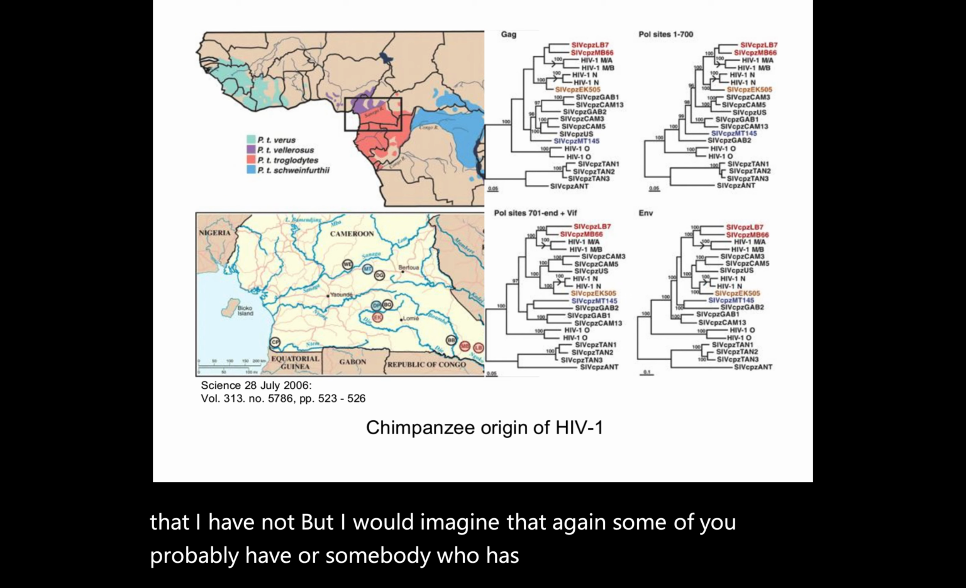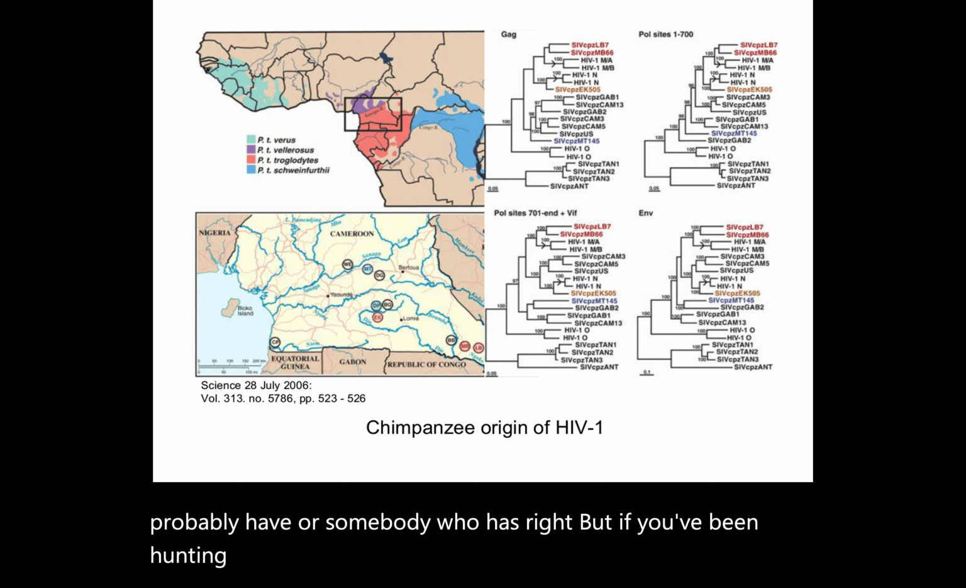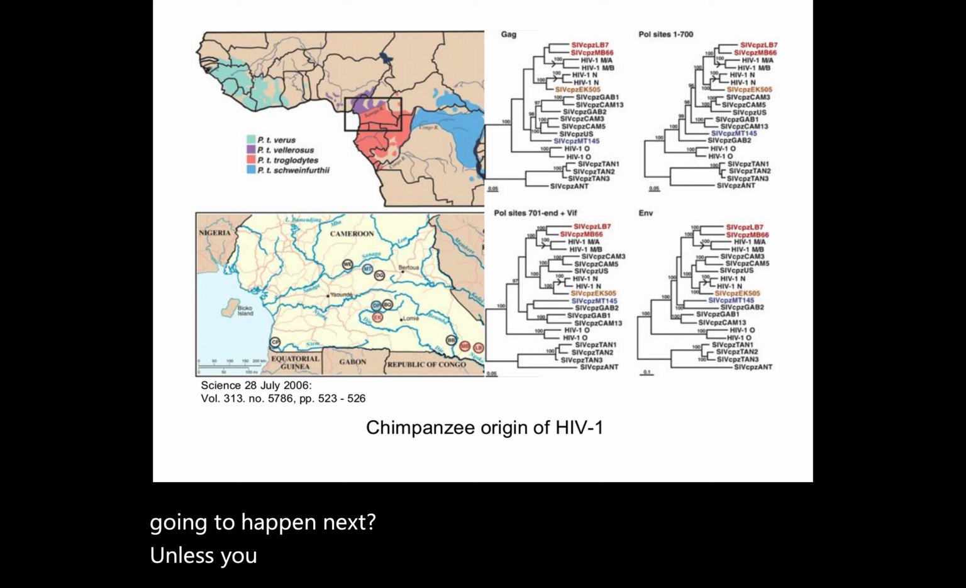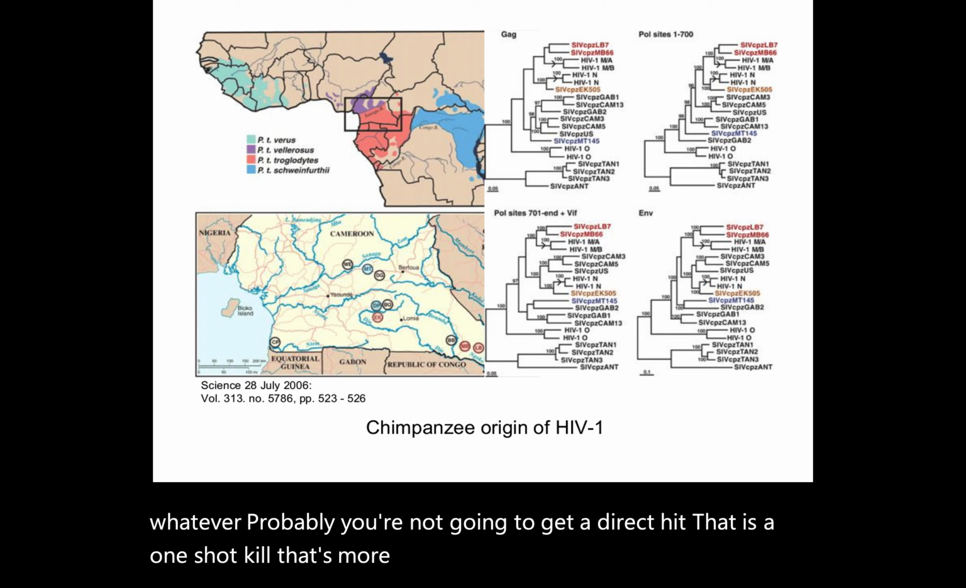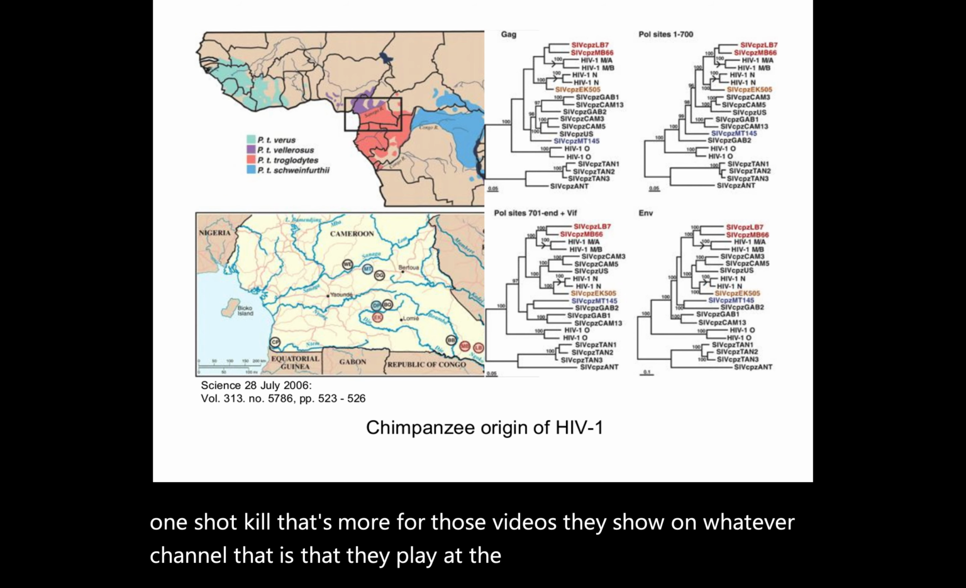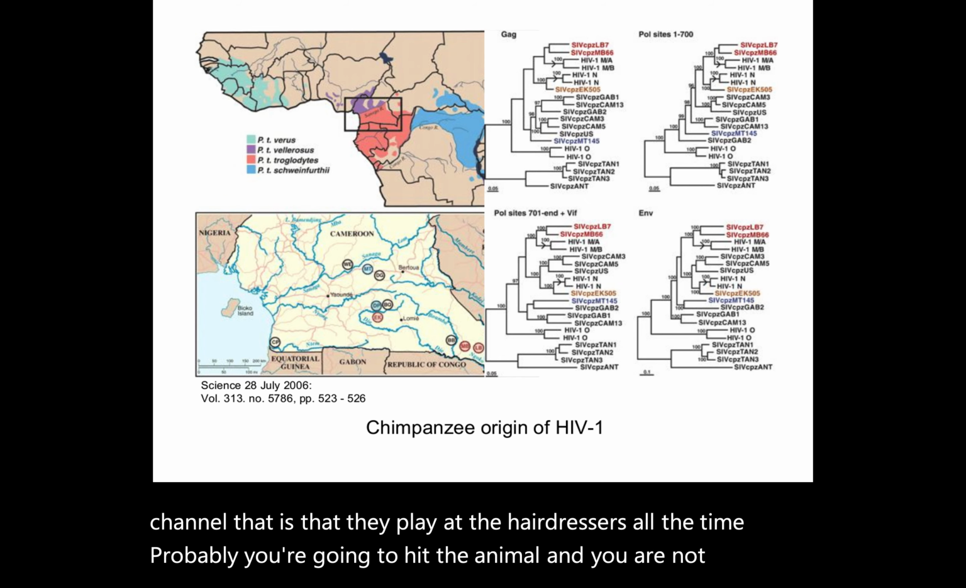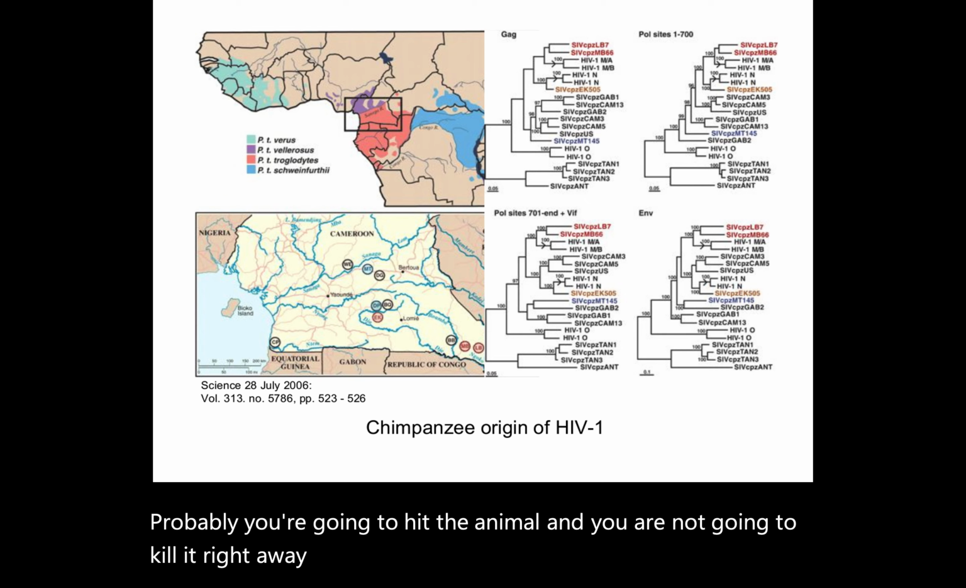But if you've been hunting and you shoot, and let's say an animal like a deer, what's going to happen next? Unless you are, you know, Rambo, crack shot, American sniper, whatever, probably you're not going to get a direct hit that is a one-shot kill. That's more for those videos they show on whatever channel that is that they play at the hairdressers all the time. Probably you're going to hit the animal and you are not going to kill it right away. And the next thing it's going to do is it's going to run off.